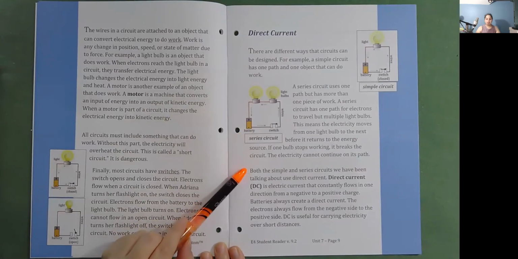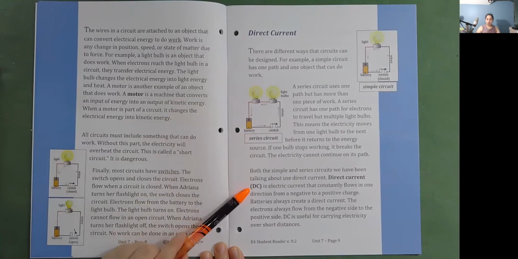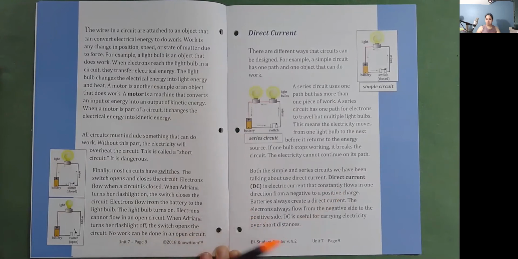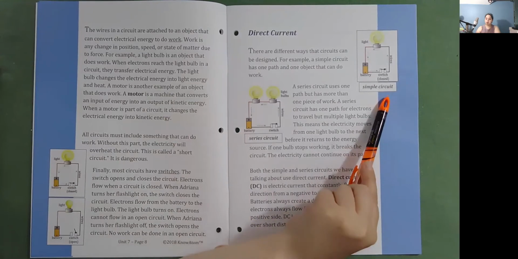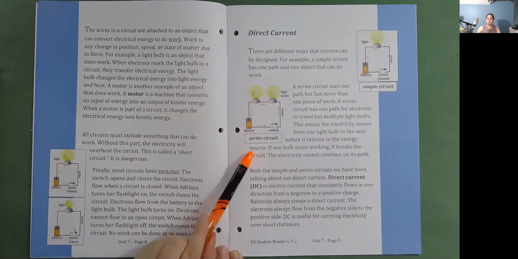Both the simple and series circuits we have been talking about use direct current. Direct current is electric current that constantly flows in one direction from a negative to a positive charge. Batteries always create a direct current. The electrons always flow from the negative side to the positive side. DC, or direct current, is useful for carrying electricity over short distances. Here's a simple circuit, and here's a series circuit.